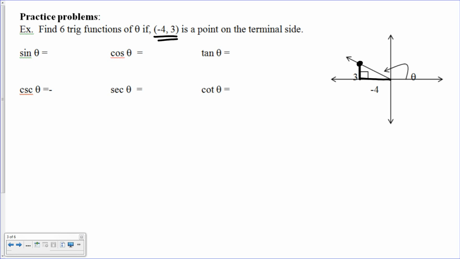Anyway, we have 3, -4, the correct answer is we need the hypotenuse, 3, 4, 5 triangle. That's a Pythagorean triple. If you remember it, you don't have to do the Pythagorean theorem.